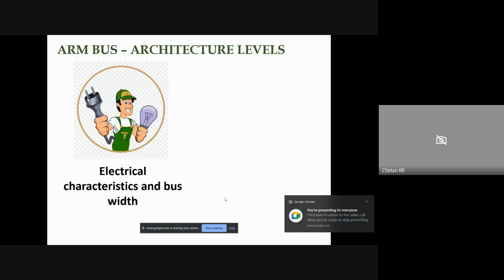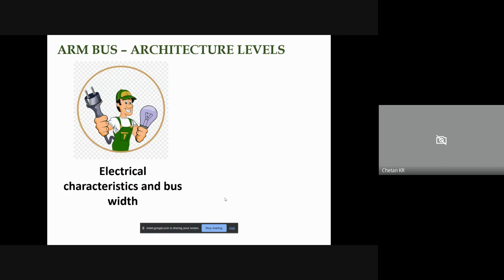Electrical characteristics of a bus means a bus is a collection of electrical cables, copper cables we told. So what is its insulation property? What is its resistance property? What is the conductivity property? How much data it can transfer? How much voltage it can sustain? All these things will come there.